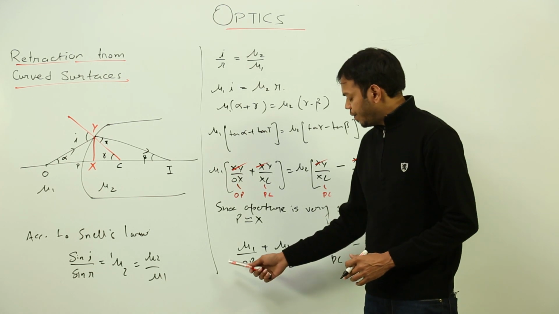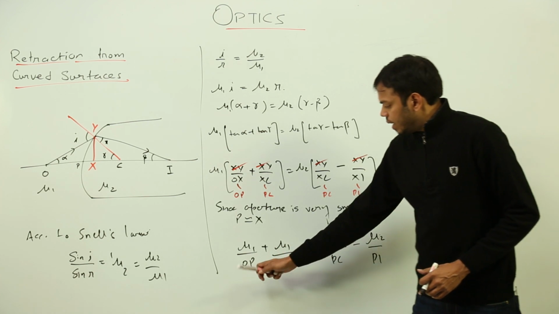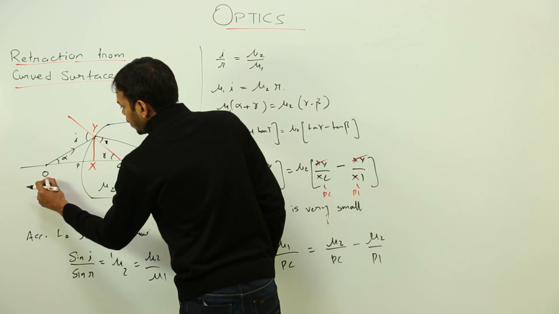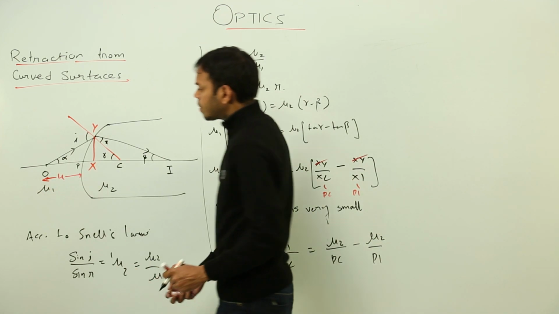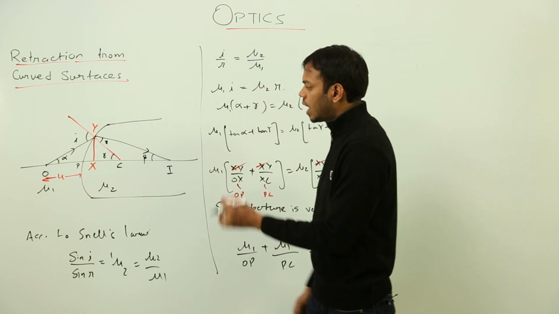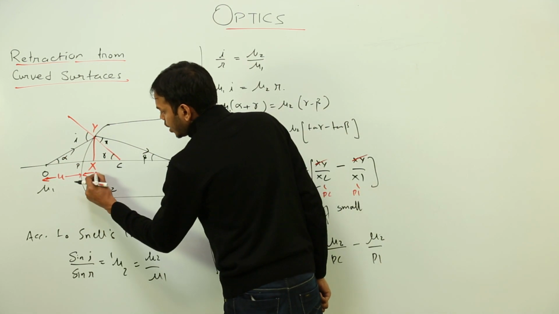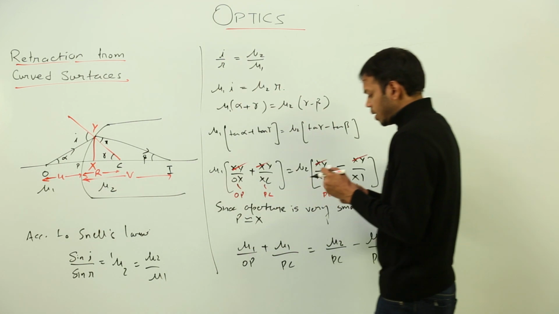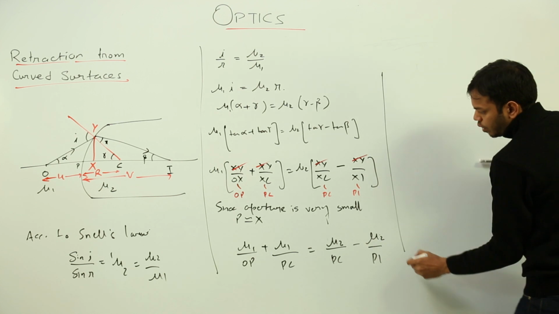Now all we have to do is put the values of these lengths, which are object distance, image distance, and radius of curvature. We have object distance u, but it will be taken as minus u because it is on the left side of the origin, which is our pole. Then this is radius of curvature r, and this one is image distance v. Okay, so write the values.